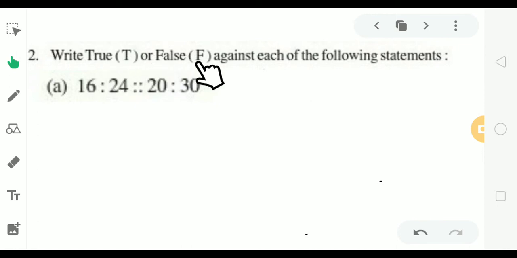Write true or false against each of the following statements. So here the statement is proportional. So it is given in proportion. We should check whether this proportionality is true or false. How do we check? By taking as ratios.